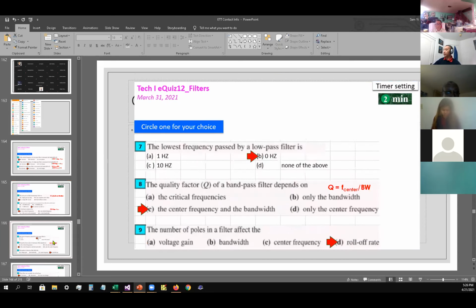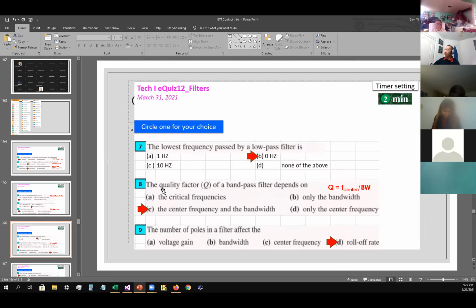Okay, so this is number 7. The lowest frequency passed by a low pass filter: a low pass filter goes from 0 all the way to the cutoff, which is at the 3 dB point. So it could be 0 hertz is the lowest, up to the 3 dB point, whatever the frequency is at that point. So the answer is B for 7.